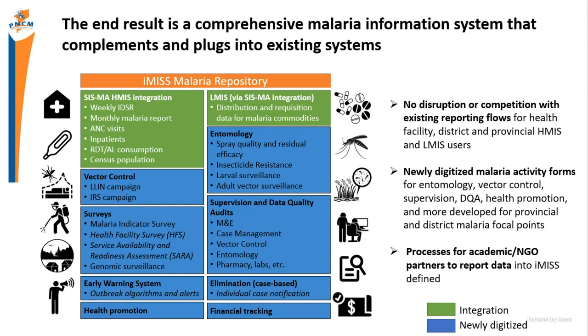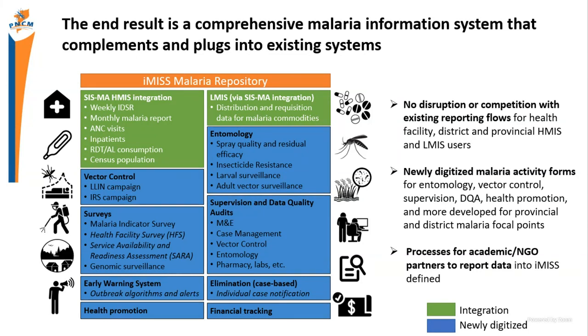So what we have now, the end result, is a comprehensive malaria information system that complements and plugs into existing systems. We have an IMIS malaria repository. In green, you can see where we did the integration: the SISMA HMIS integration and LMIS. And in blue, there are the newly digitized modules: supervision, data quality auditing, case-based, financial tracking, health promotion, early warning system, surveys, and vector control.